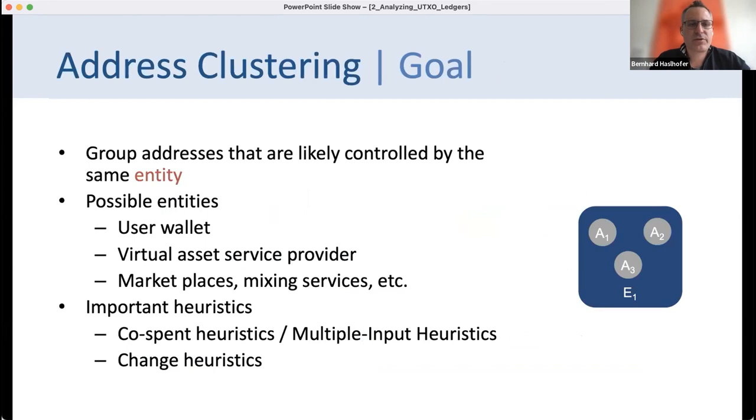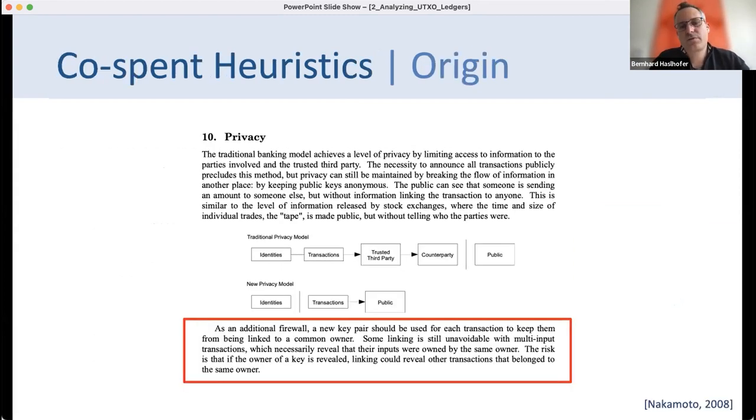So how does address clustering work? The goal of address clustering is that we group addresses that are likely controlled by the same entity. An entity can, for instance, be some crypto asset service provider, some crypto asset exchange like Coinbase, or as in our example, the Internet Archive. The Internet Archive also controls more than one address, and it would be interesting for us to understand what these addresses controlled by this entity are, and what information can be derived from this clustering. There are several techniques out there, and I will just point out the most important one, which is the so-called co-spend heuristic. This is actually a heuristic that was proposed by the inventor of Bitcoin himself, or itself or herself, I don't know.